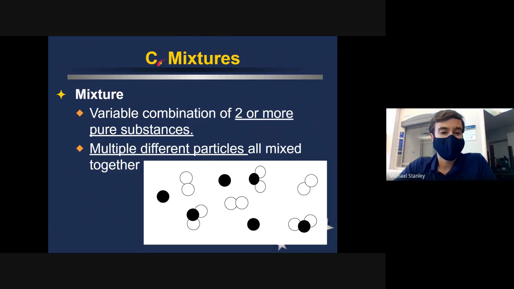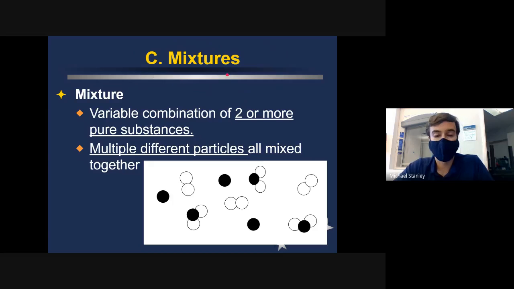So a mixture is when you have a combination of two or more pure substances. So you end up with multiple different particles that are all mixed together. Some of them might be pure elements, some of them might be pure compounds, but you mix them together and they're no longer pure. You have lots of different particles all together. So now it's not a pure substance anymore.